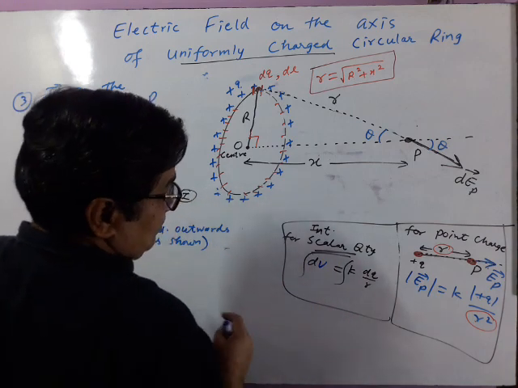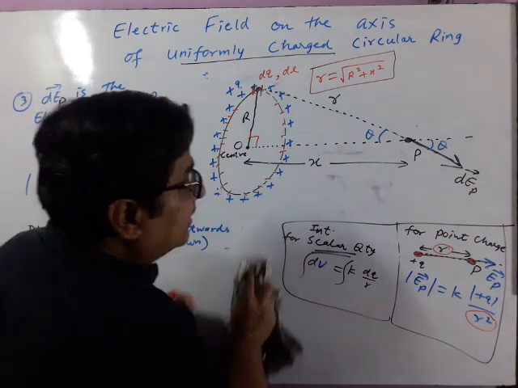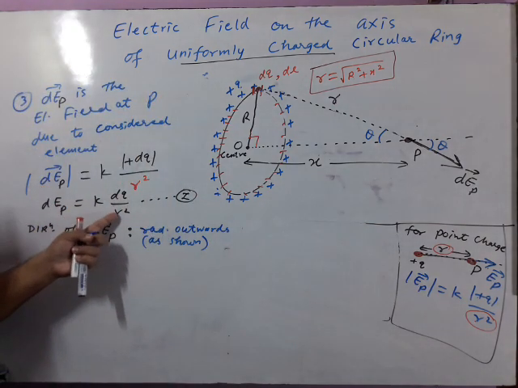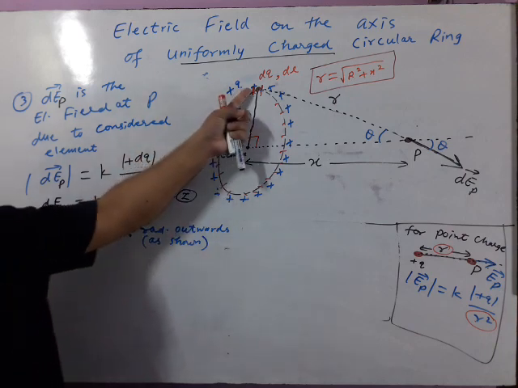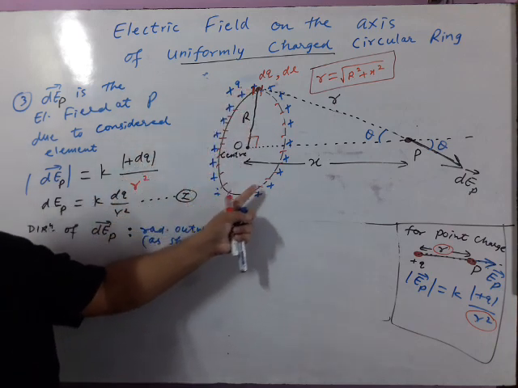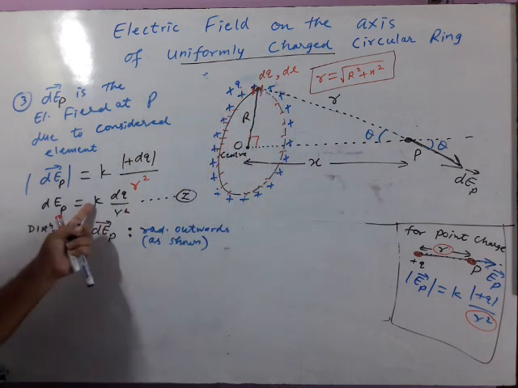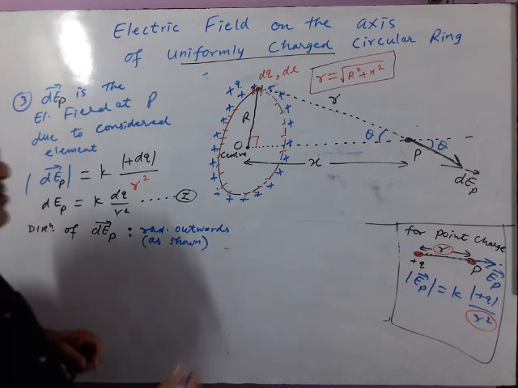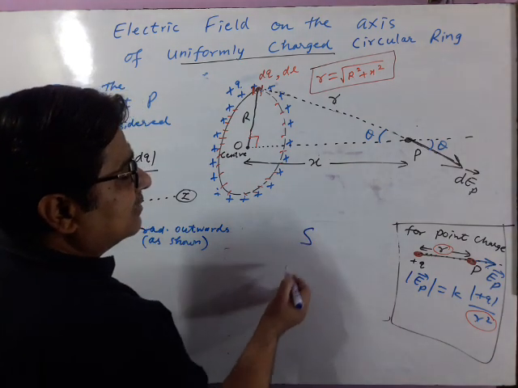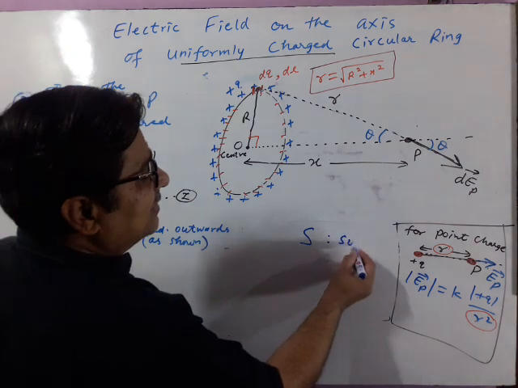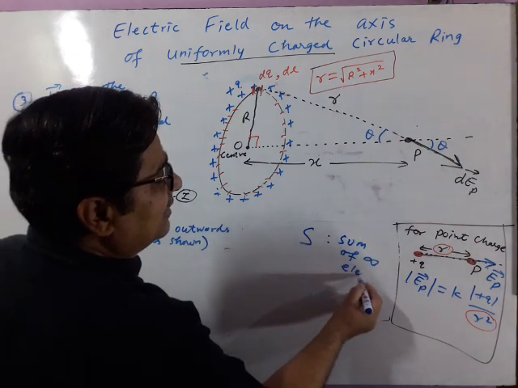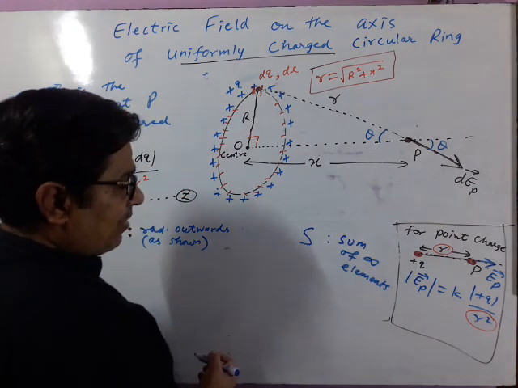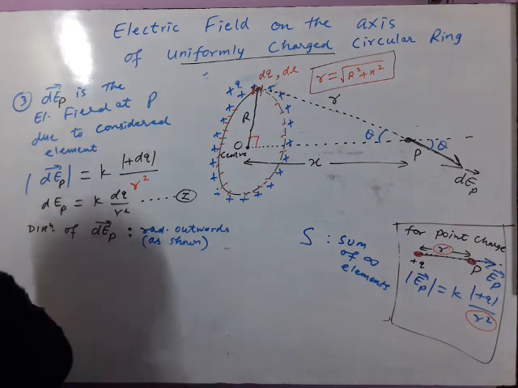For scalar, just integrate this. This is small electric field K dQ by R square. Want to find the final answer for all the infinite elements? That is called summation over all the infinite elements. Just integrate both sides. Integration is this. The actual symbol is S. S means sum of infinite elements. That is called indefinite integration. So this was for scalar.